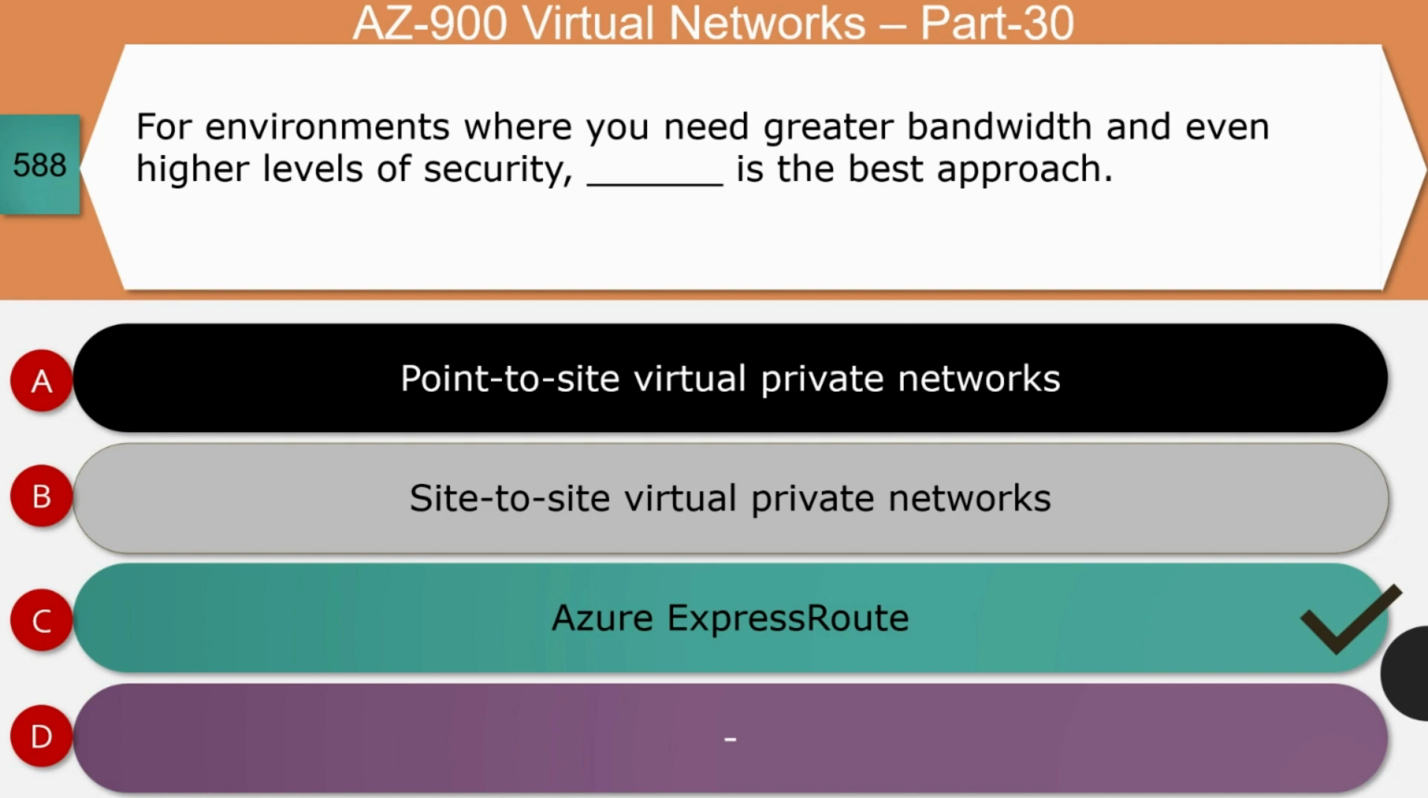ExpressRoute is an Azure service that lets you create a private connection between Microsoft data centers and the infrastructure that is on your premises or in a co-location facility. And so option C is the right answer.